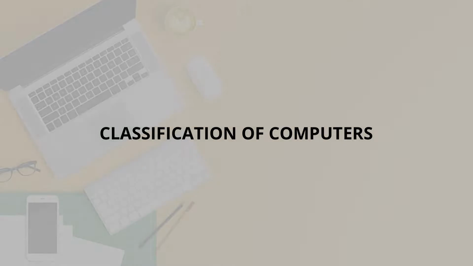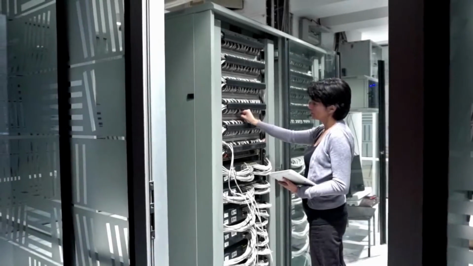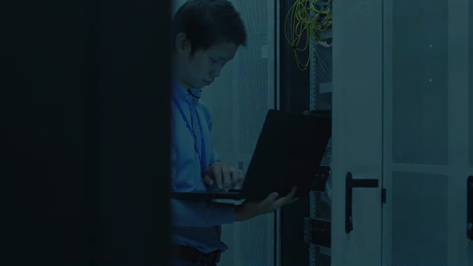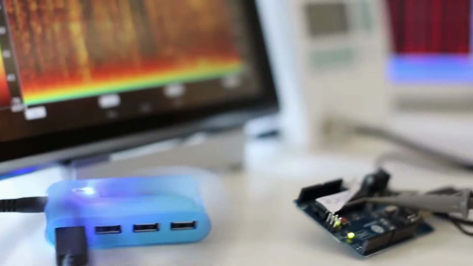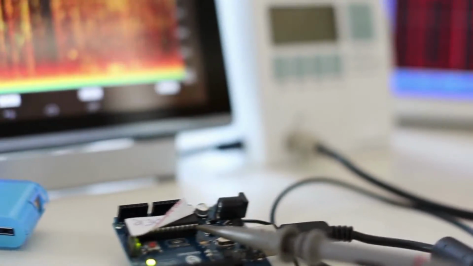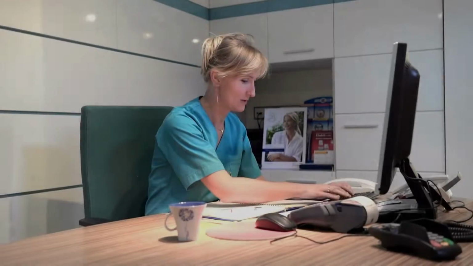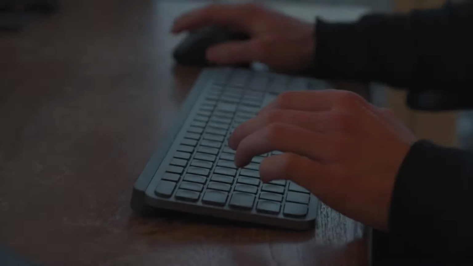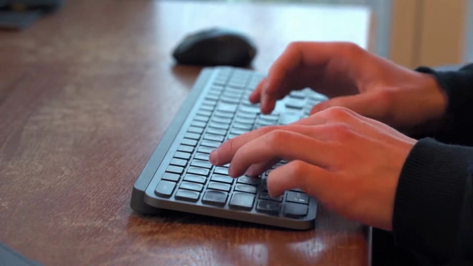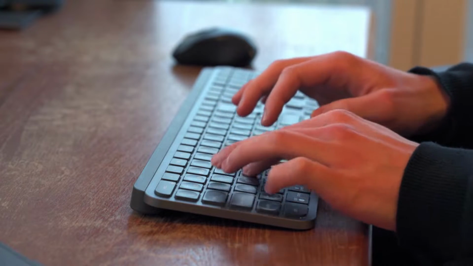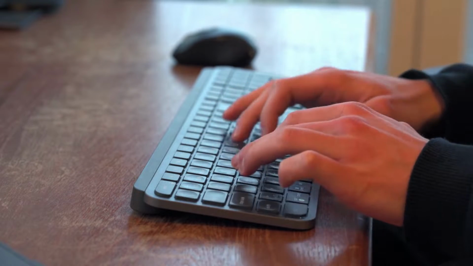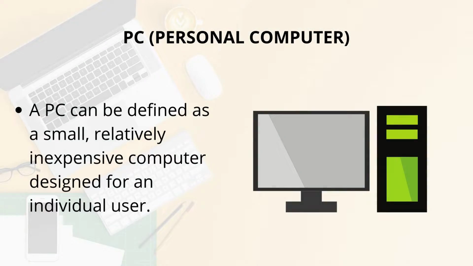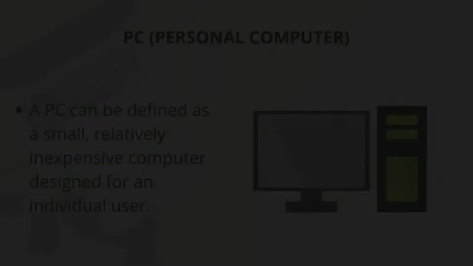Computers can be classified many different ways, by size, by function, or by processing capacity. PCs are based on the microprocessor technology that enables manufacturers to put an entire CPU on one chip. At home, the most popular use for personal computers is playing games and surfing the internet. Personal computer or PC can be defined as small, relatively inexpensive computer designed for an individual user.